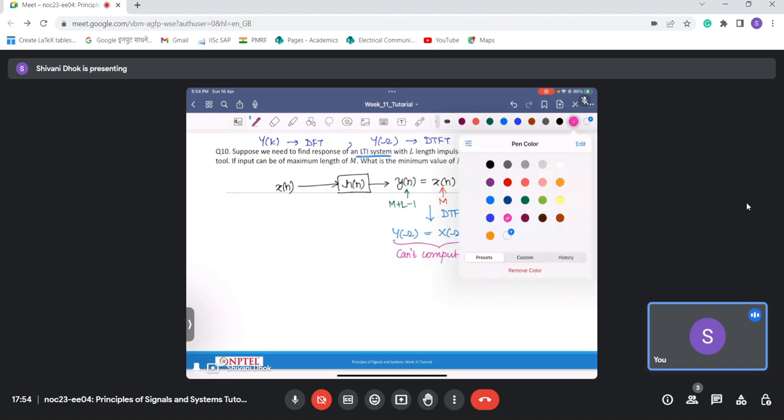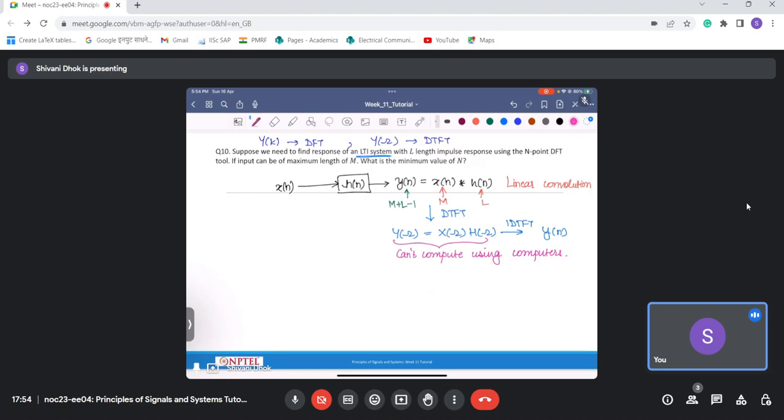Okay. So, an equivalent operation of Y of omega equal to X of omega into H of omega: I have x[n], I can find its N-point DFT as X[k]. I have h[n], its N-point DFT H[k], and then I can find Y[k] equal to X[k] H[k]. Till this point, is it okay? Yes, that is completely in the DFT domain.